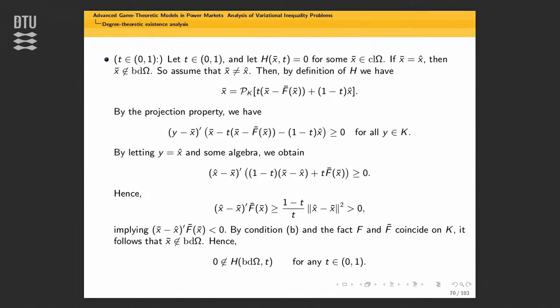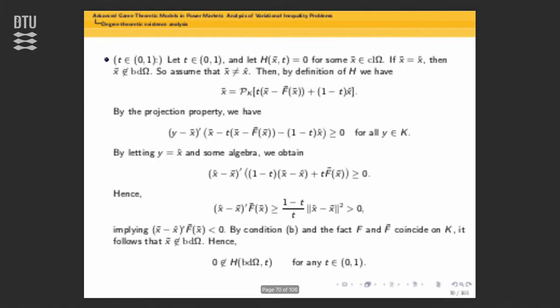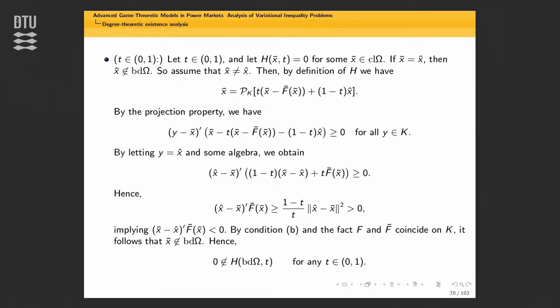So now let's take t in [0, 1]. Remember what we need to do. We need to show that for all t, 0 does not lie in the image of the boundary of omega. We've done it for one endpoint. We've done it for the other endpoint. We need to do it for any t in [0, 1]. And that takes a little bit of algebra, not too much, right?